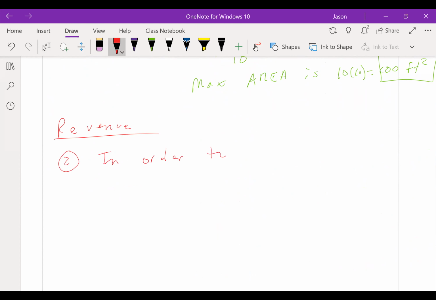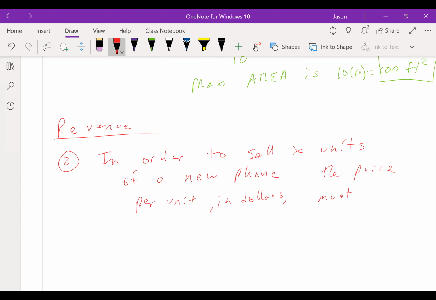In order to sell X units of a new phone, the price per unit in dollars must be, lowercase p of x is equal to 1,000 minus X.